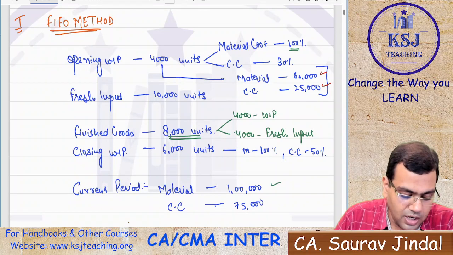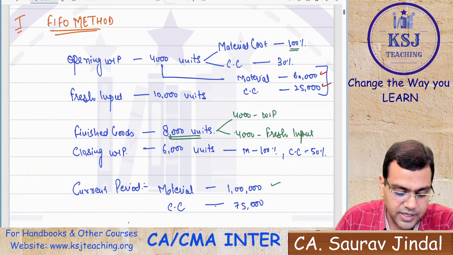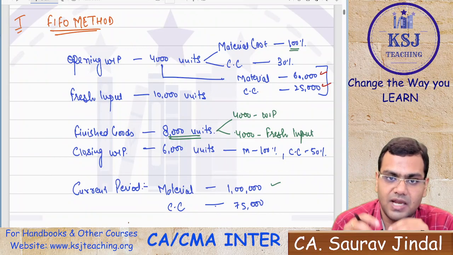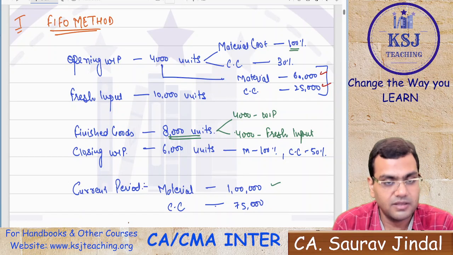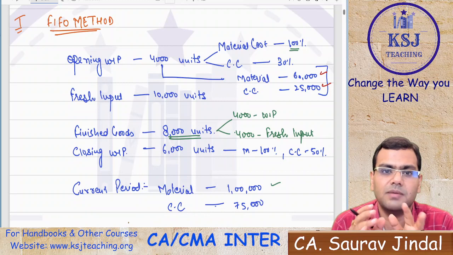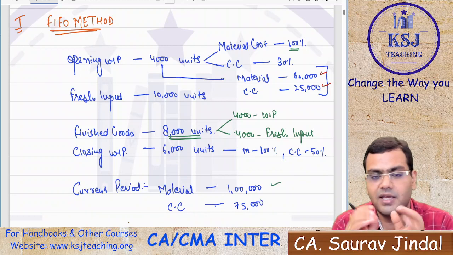So this is all about the process costing that we wanted to discuss. This is the whole revision of process costing, and in process costing, the most important part is the valuation of inventory, the WIP part. This is the most important part. Very, very, very important.